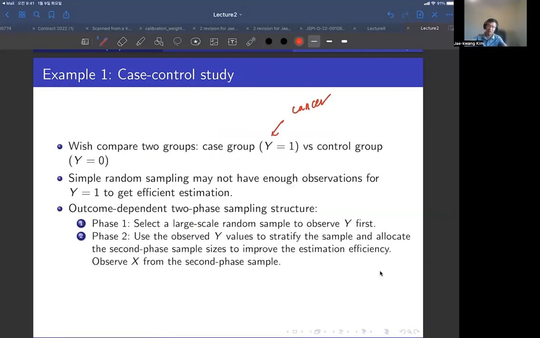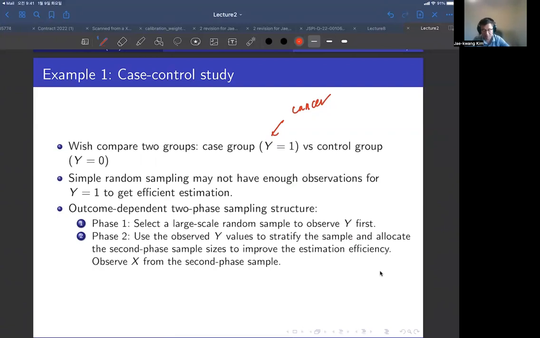Suppose you have a 1,000 sample, but the case group is only 5%, then you only have a very small 5%, or 50, right? So that's not really enough. So in that case, we probably want to do something better.